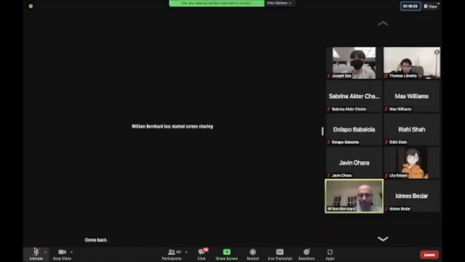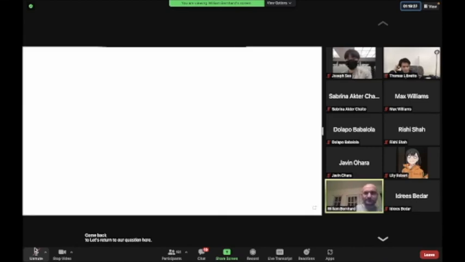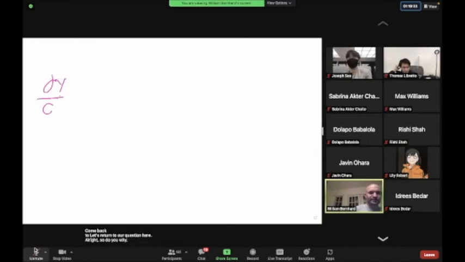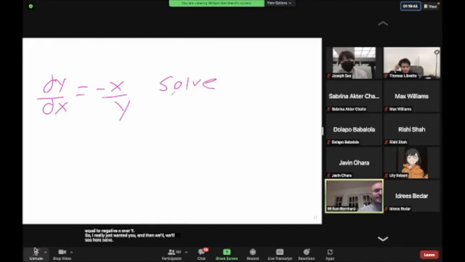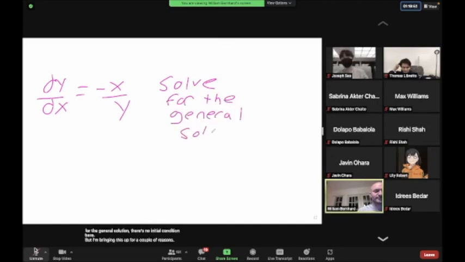All right, so let's return to our question here. dy dx is equal to negative x over y. I really just wanted you to solve for the general solution. There's no initial condition here, but I'm bringing this up for a couple of reasons. This time the slope is a function of two variables, and I'm looking for the general solution. So go ahead, start the process, which you probably did already because we had to log off. So let me do it with you.